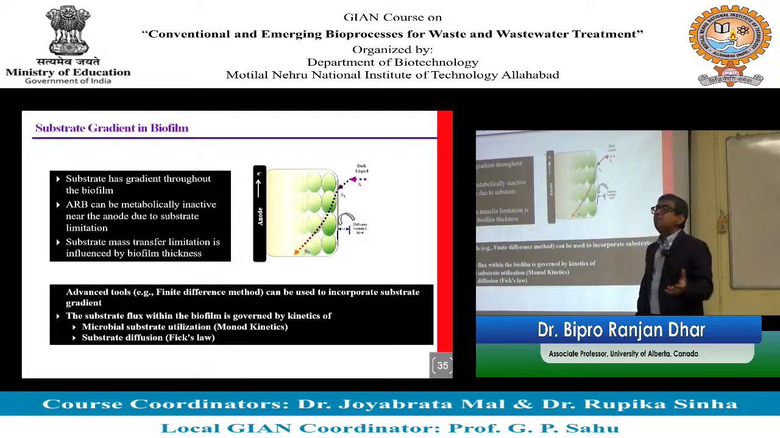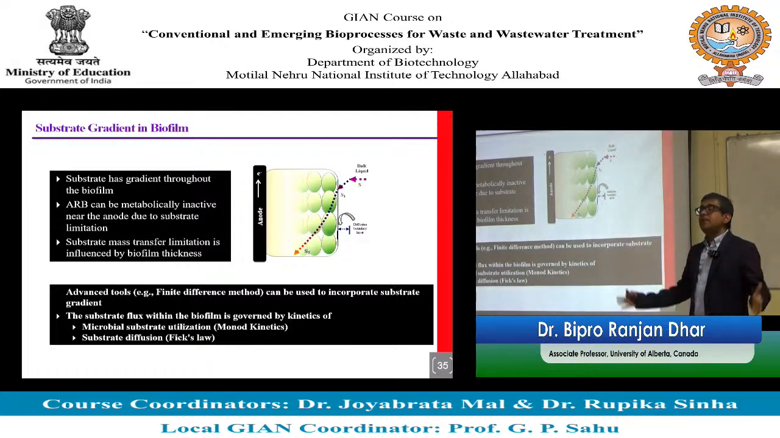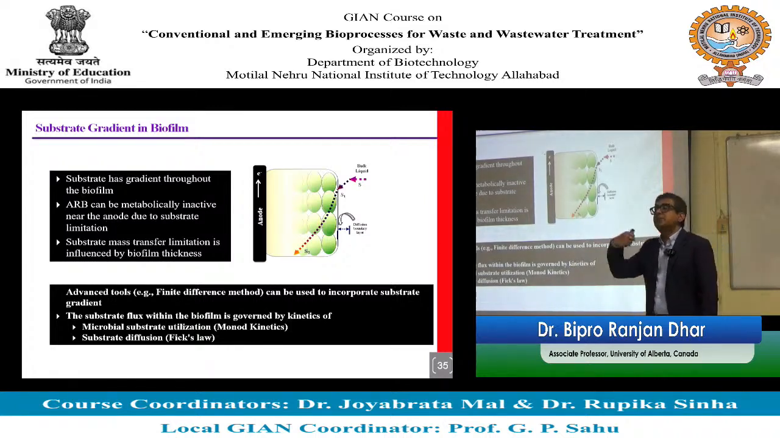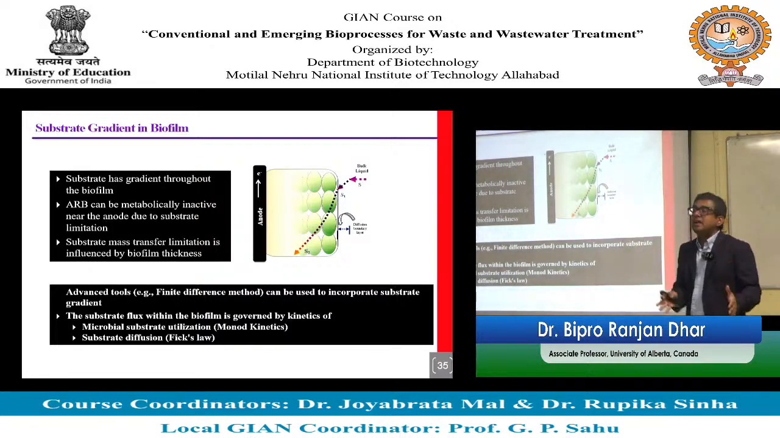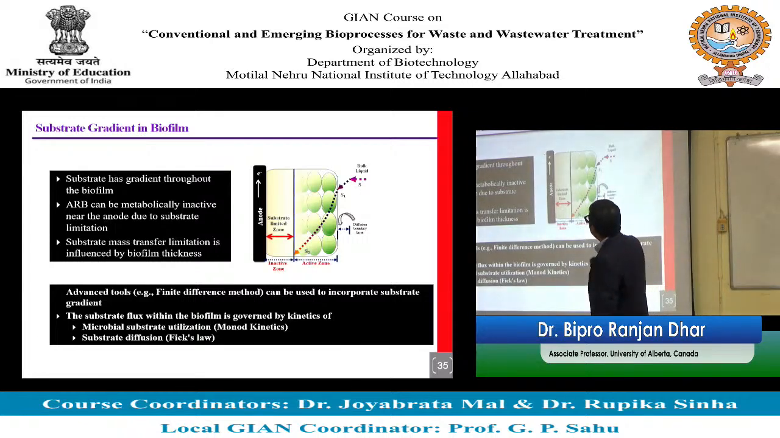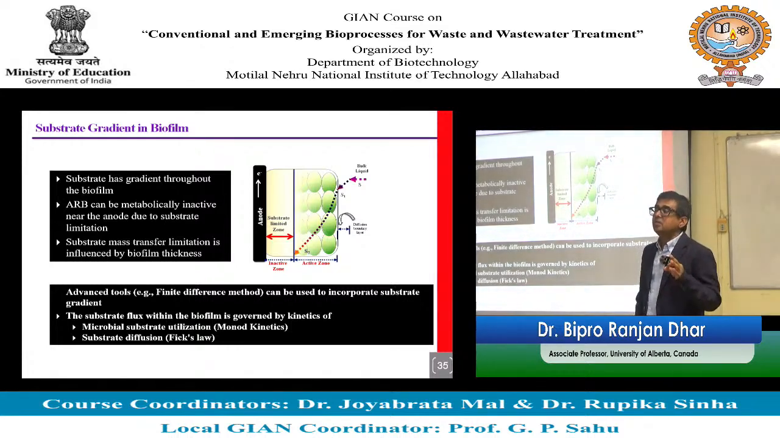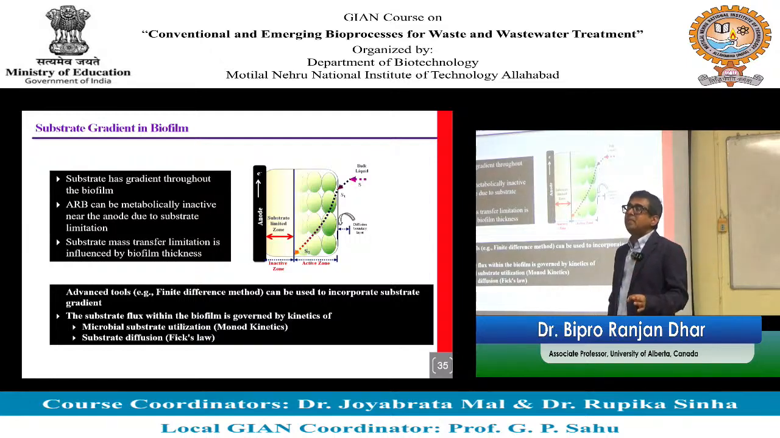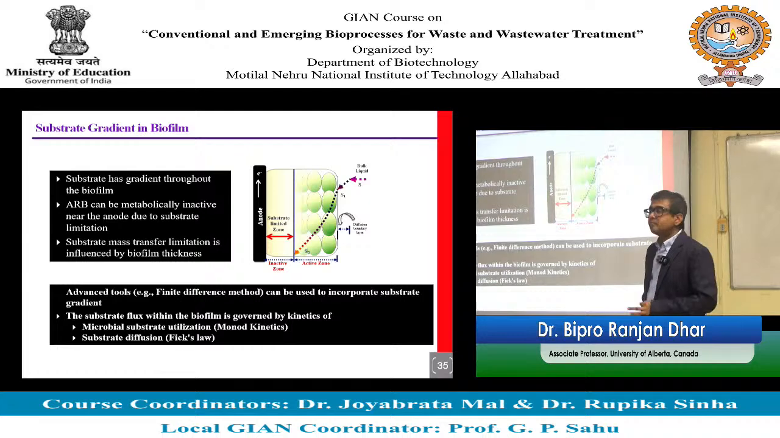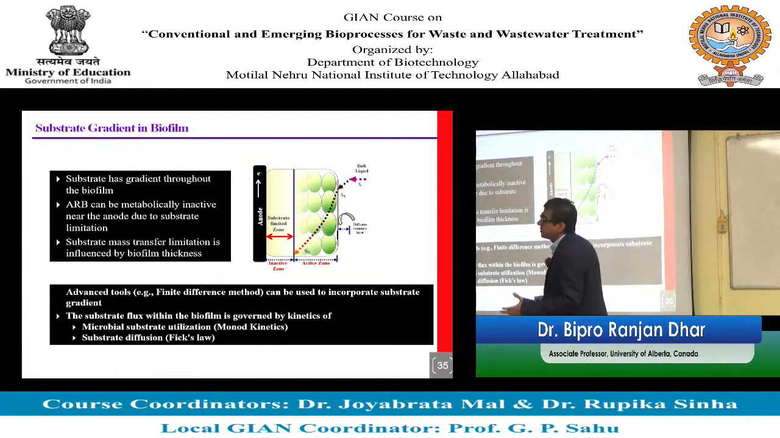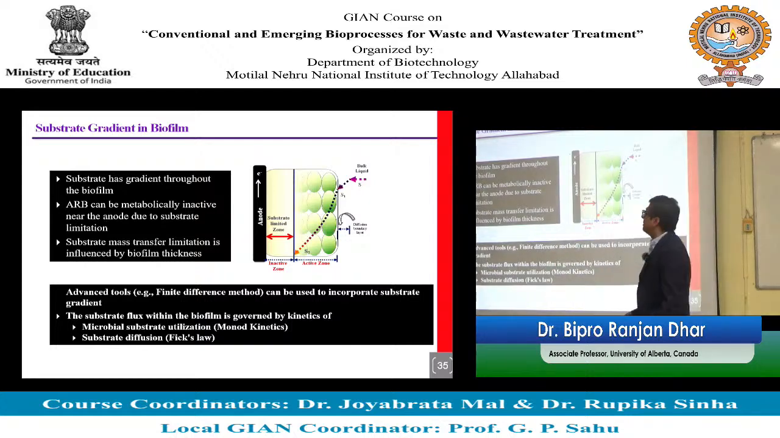The same thing could happen for substrate. If you have a very thick biofilm, the microbes in the outer layer can easily get substrate, but in the inner layer there might be some substrate limitation. You can have a substrate-limited zone, an inactive zone and an active zone. So maintaining a certain biofilm thickness can avoid proton accumulation or substrate limitation, and it's very important. A thick biofilm doesn't mean you have more active biomass and better performance.